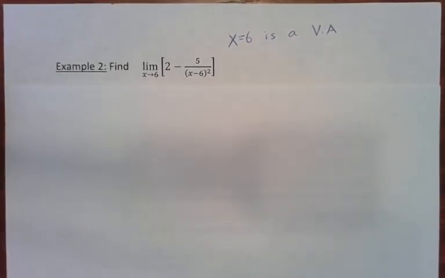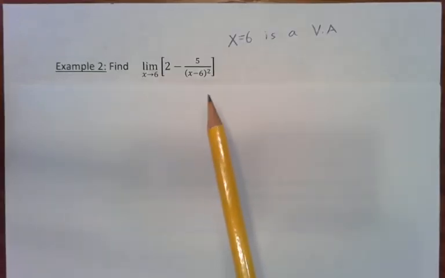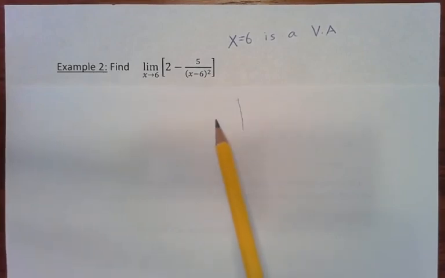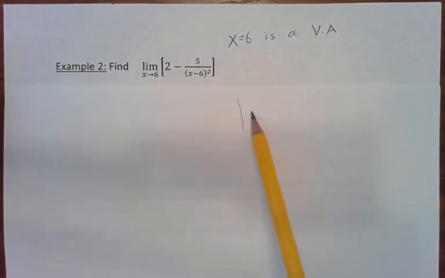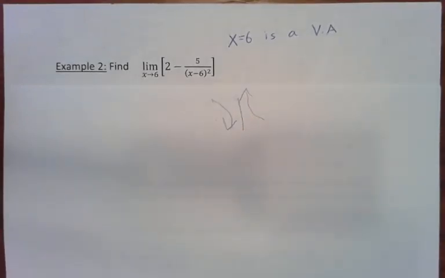And we think to ourselves, okay, well, x is equal to 6 is a vertical asymptote. But what is the behavior just to the left of 6, just to the right of 6? Am I approaching infinity? Am I approaching negative infinity? Well, we kind of just have to think this one out. So again, we are approaching 6 from the left and from the right-hand side. And let's think about this.